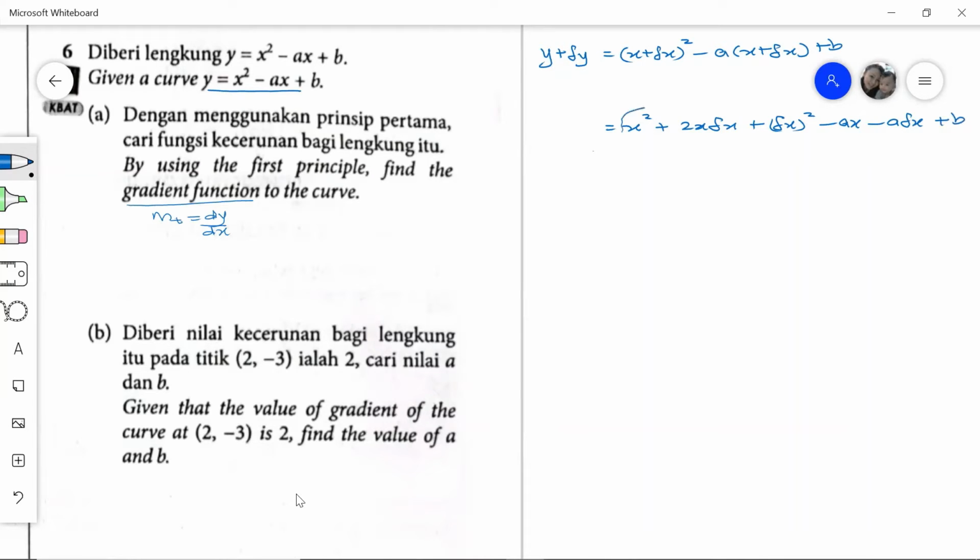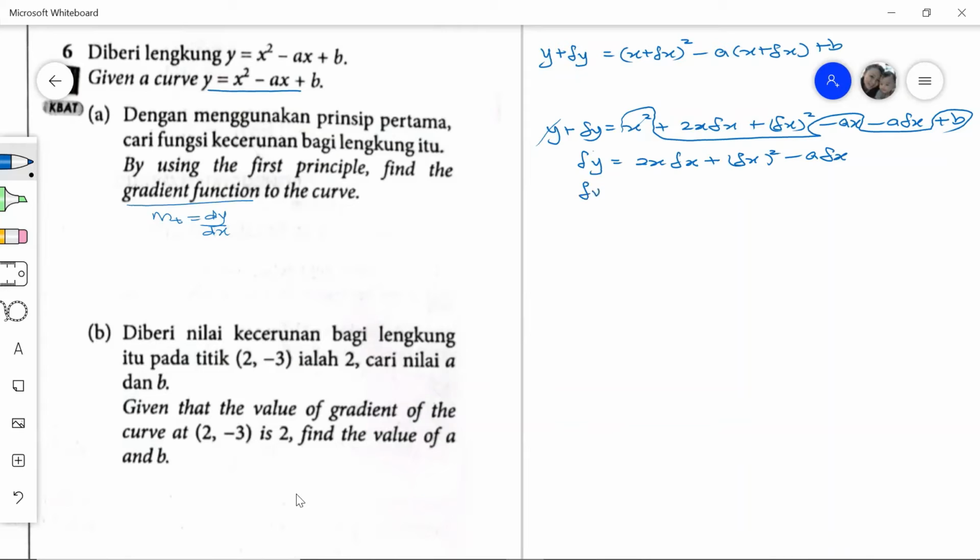And then we know that x squared minus ax plus b is actually y. So y plus del y. The y here and the y there simplify. We're left with del y equals 2x del x plus del x squared minus a del x.